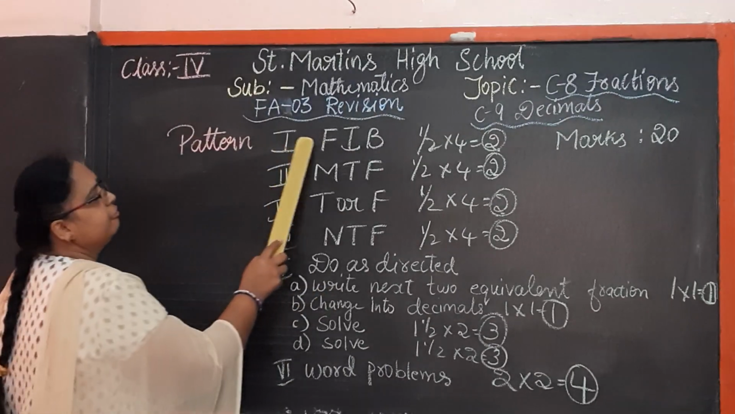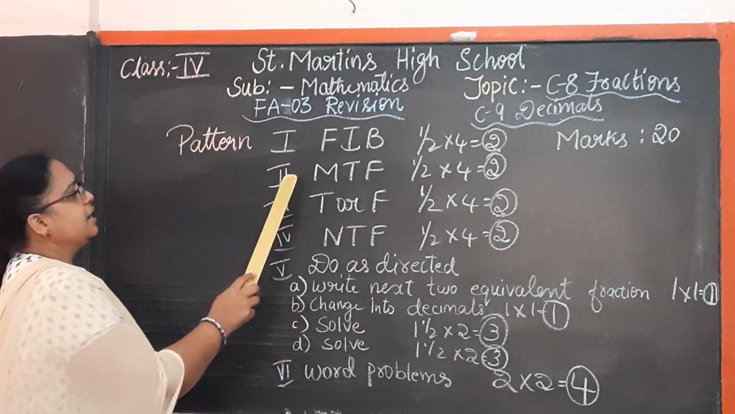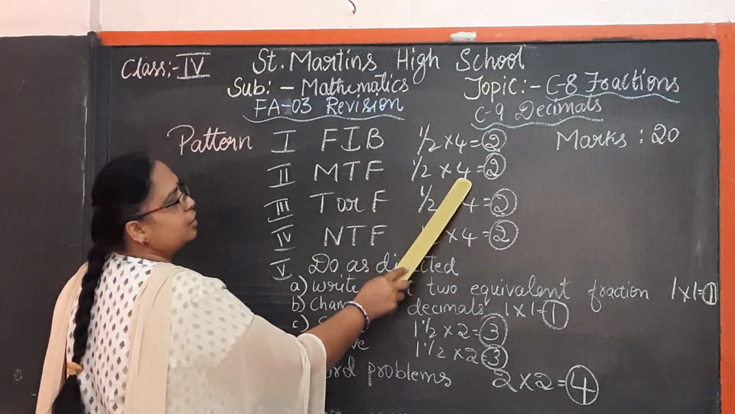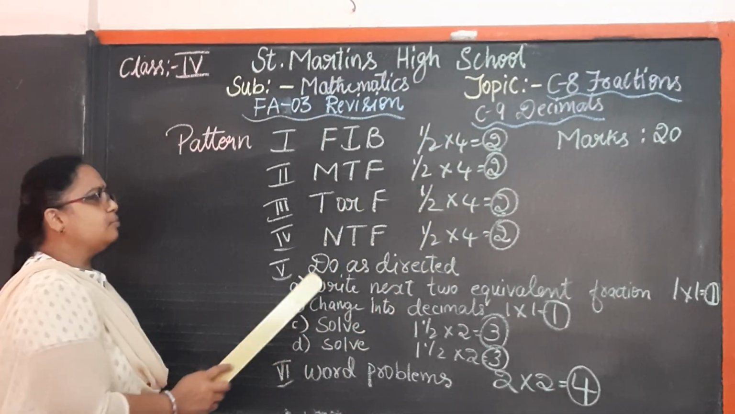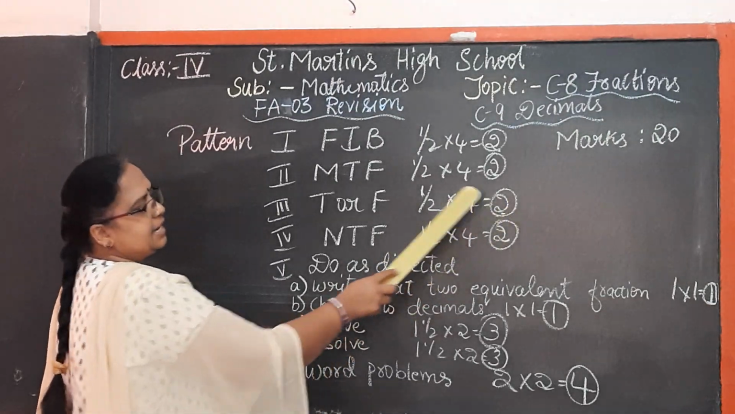See, first main, fill in the blanks. Half into 4. 4 fill in the blanks will be there. It carries 2 marks. And second main, match the following. 4 match the following. It carries 2 marks. And third main, write true or false. 4 true or false, it carries 2 marks.